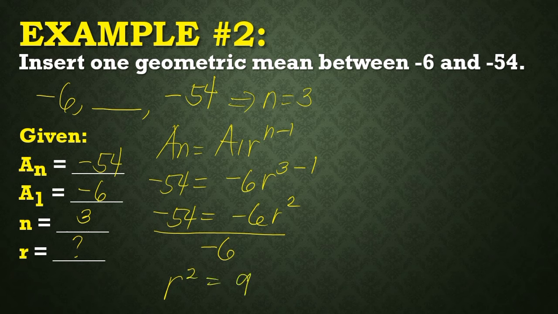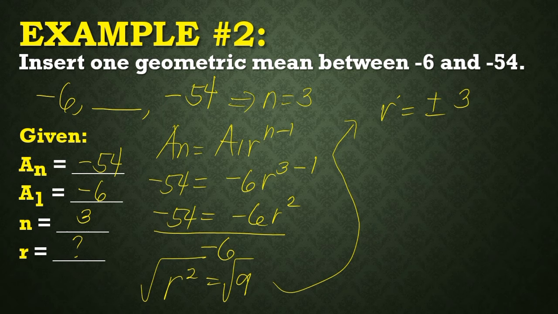And then, extracting both sides. So, the value of r is positive negative 3. Okay, so ganun pa rin po siya. So, para kasi siyang quadratic equation using extracting the square roots. Okay? So, check natin.